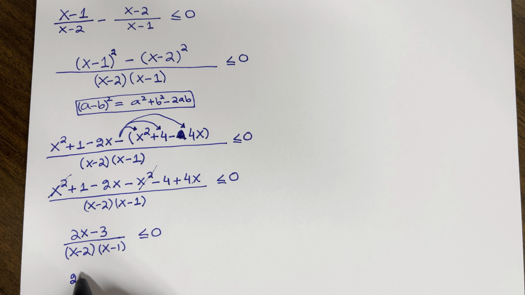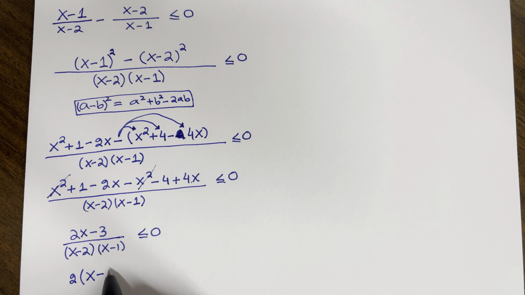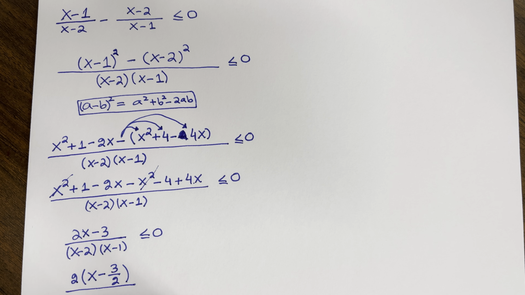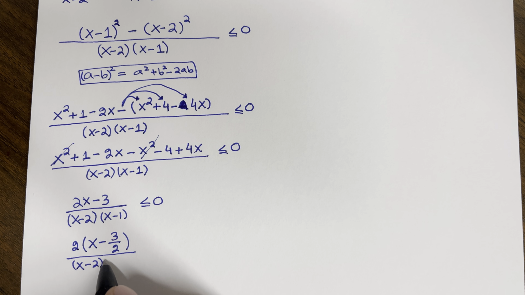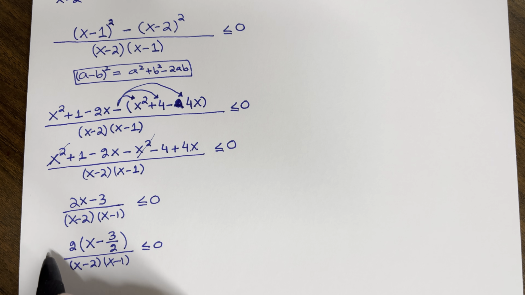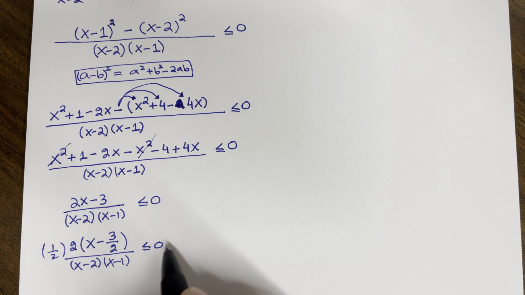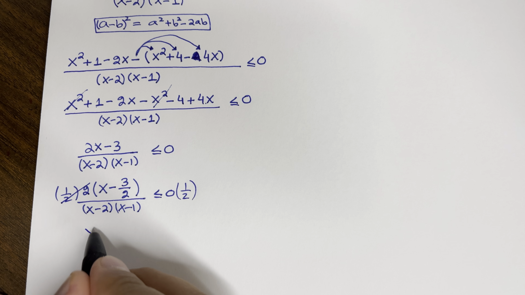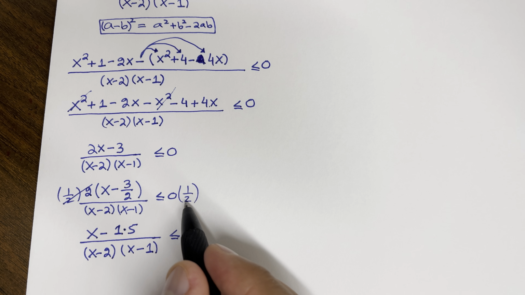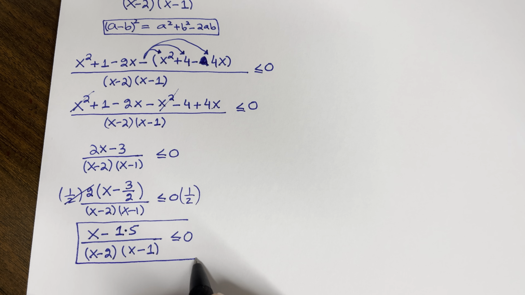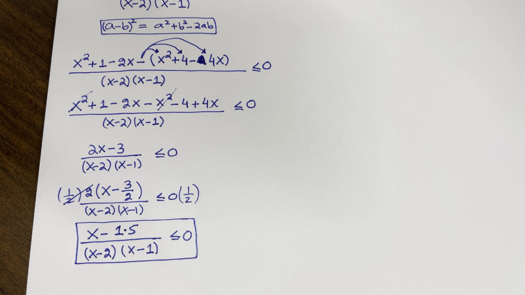So I can take out 2 common, so I can just write it as (x minus 3 over 2) divided by (x minus 2) and (x minus 1). Since 2 is a positive number, you can divide by 2 on both sides to get rid of this 2, and we will get x minus 3 over 2, less than or equal to any number multiplied by 0, which is just 0. So the given inequality is equivalent to this one.